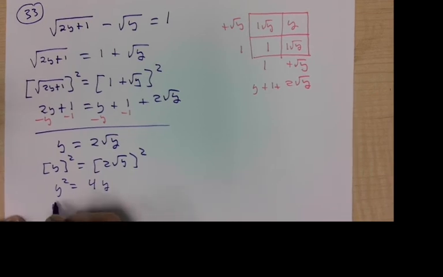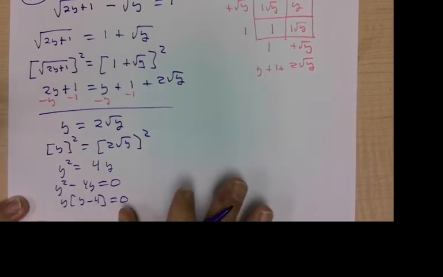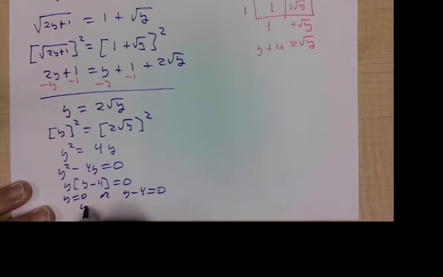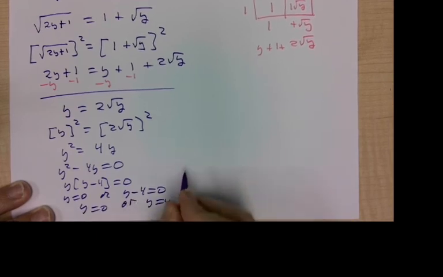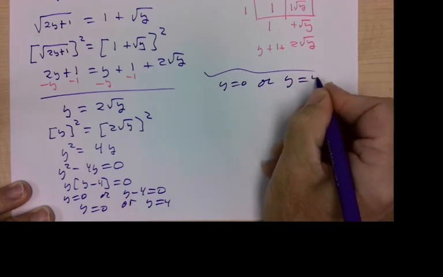So y squared minus 4y is 0. Factor out the y. Y times y minus 4 is 0. So y is 0 or y minus 4 is 0. So y is 0 or y is 4. But we have to check that.